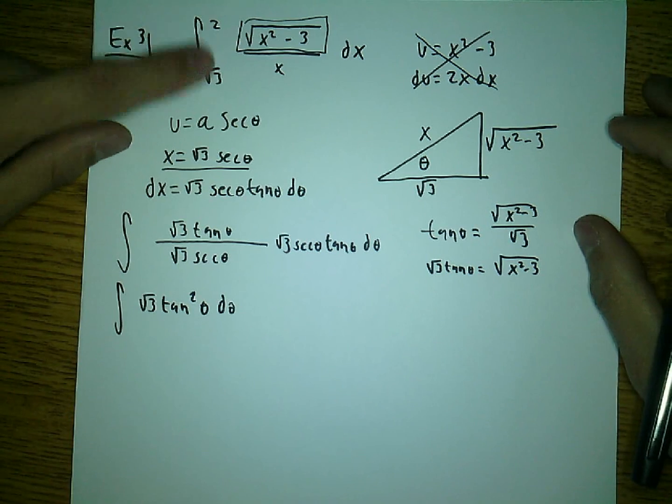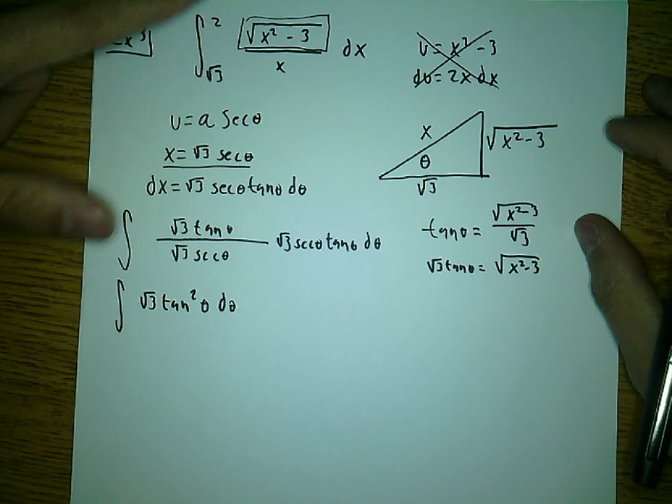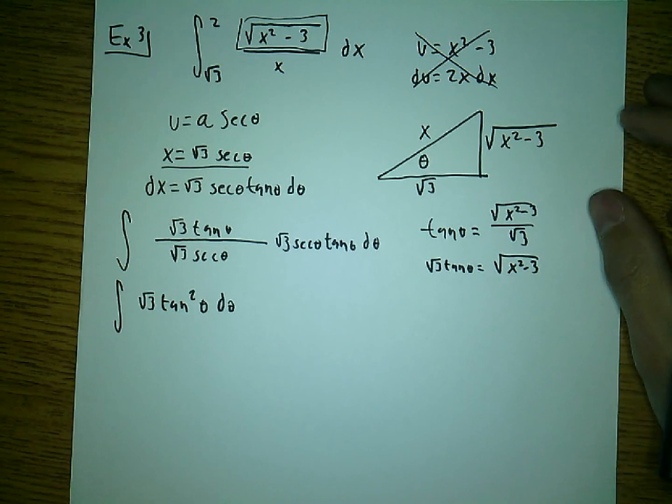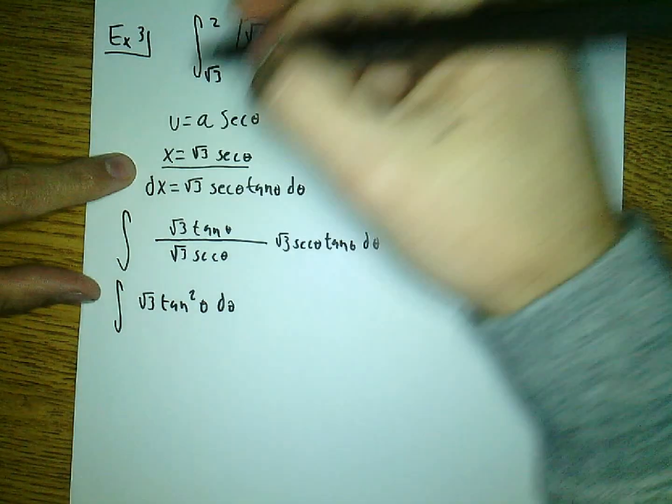Do you want me to keep the 2 and root 3 until the end, or do you want me to rewrite this in terms of theta? We write it in terms of theta. Okay, are you guys okay with that then, everybody? So if you're going to do that, then you've got to go to this statement right here.